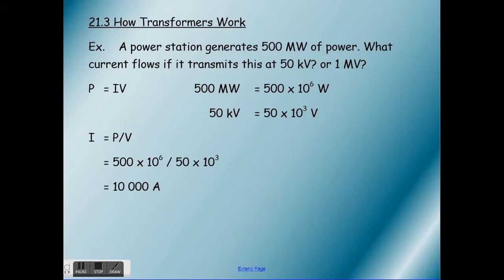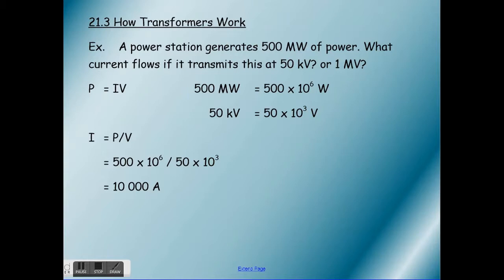So we have to divide 500 million by 1 million. Sorry, I didn't have my calculator. Is it 500? The answer is 500 amps. Remember, if you have 500 million divided by 1 million, you just take the zeros out. It'd be 500.